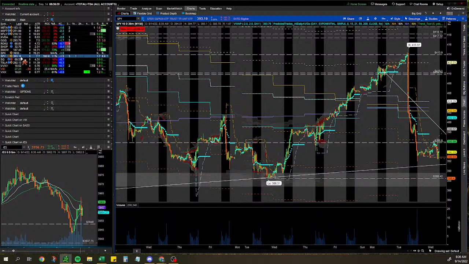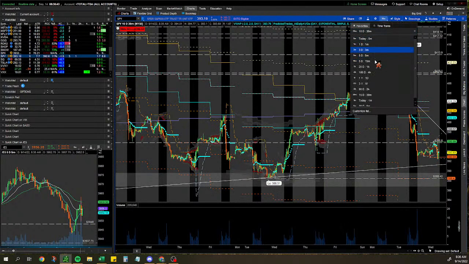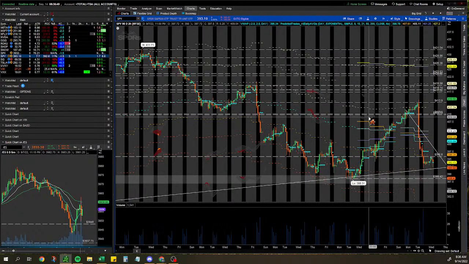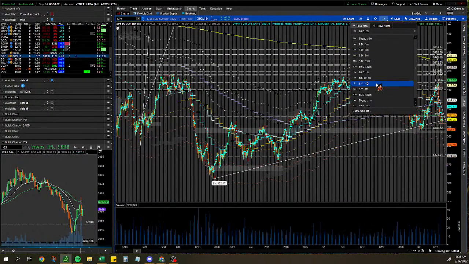SPY. Yeah, we don't have that 2-day squeeze in place, but just to take a quick look. No, that's not the time frame I wanted. No, yeah, it is, sorry.